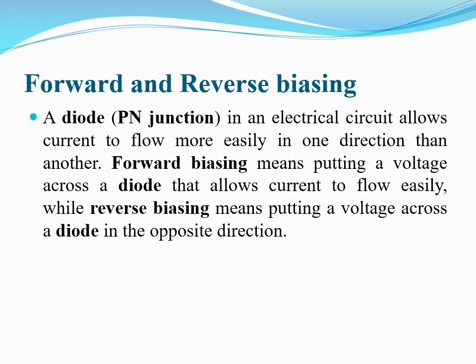A PN junction is also called a diode. A diode in an electrical circuit allows current to flow more easily in one direction than another. Forward biasing means putting a voltage across a diode that allows current to flow easily, while reverse biasing means putting a voltage across a diode in the opposite direction.